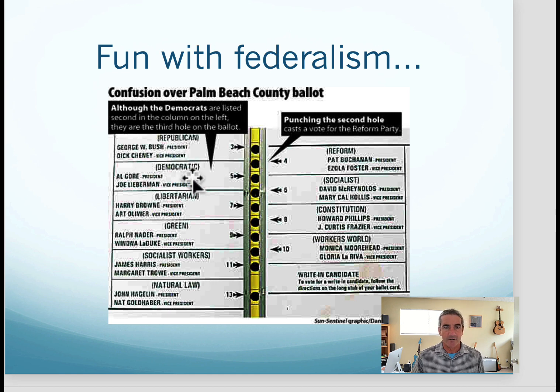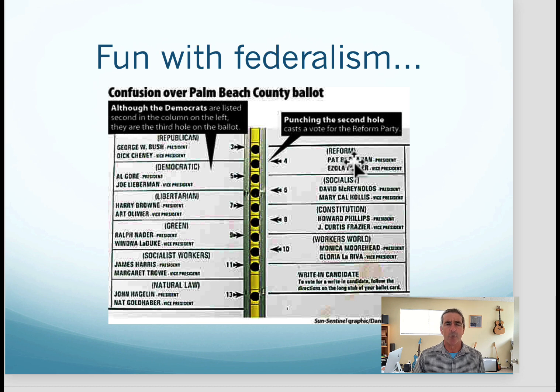But for Gore, this second and this third one are kind of both in the general area of where his name is. And it would kind of make sense that the first name is the first hole, the second name is the second hole. Many voters were confused by this. Many would-be Gore voters were confused by this. Some people, wanting to vote for Gore, mistakenly voted for Pat Buchanan.